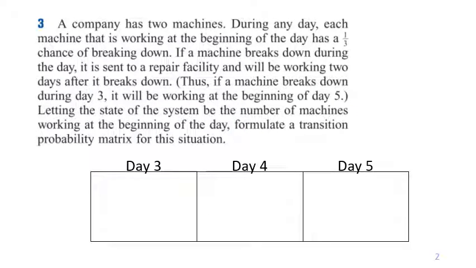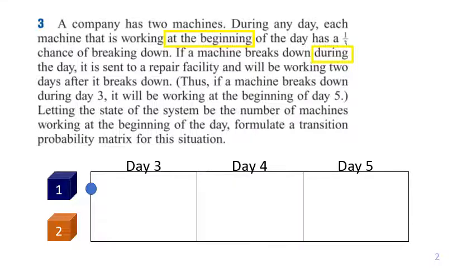In this problem, a company has two machines. During any day, each machine that is working at the beginning of the day, so you see there's a blue dot here next to machine 1, it means that at the beginning of day 3 you inspect the machine and you find that the machine is working fine. If a machine is working at the beginning of the day, it has a chance of 1/3 of breaking down during the day.